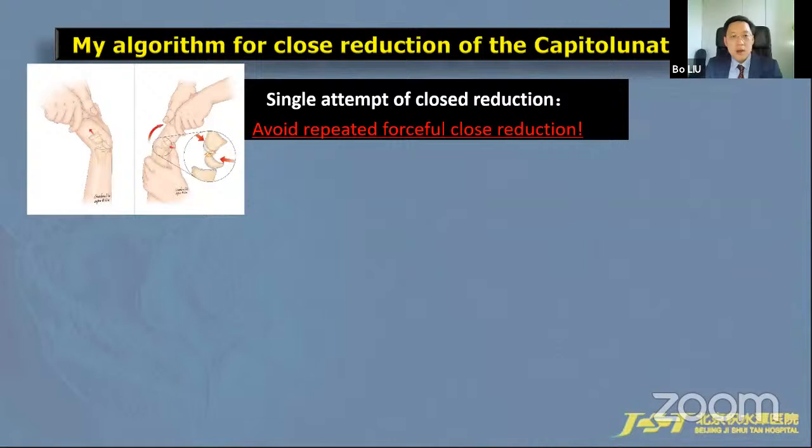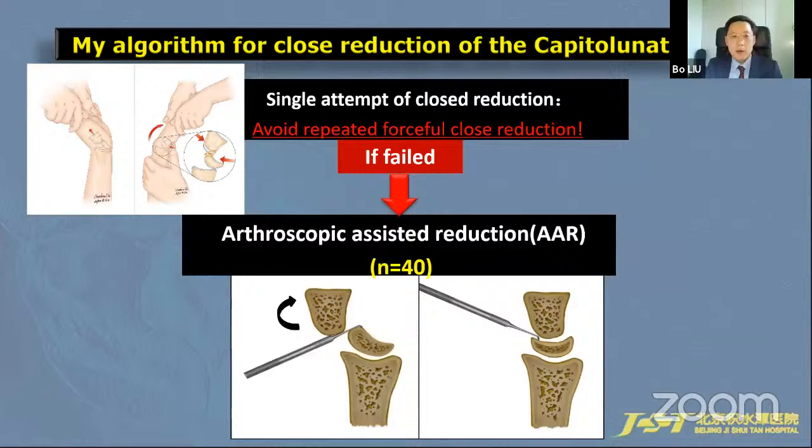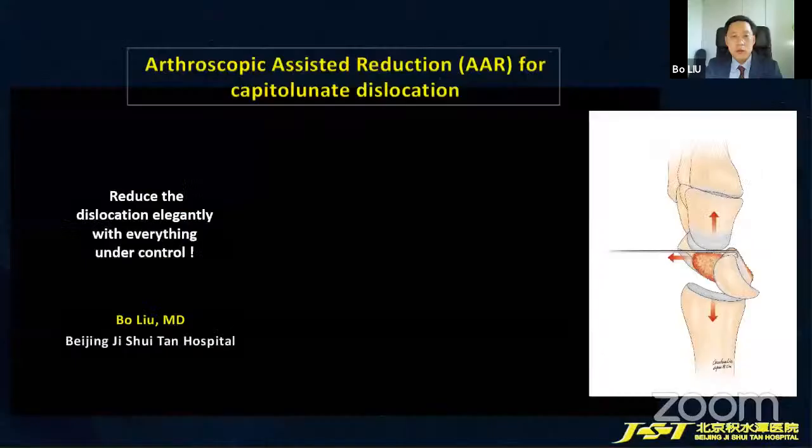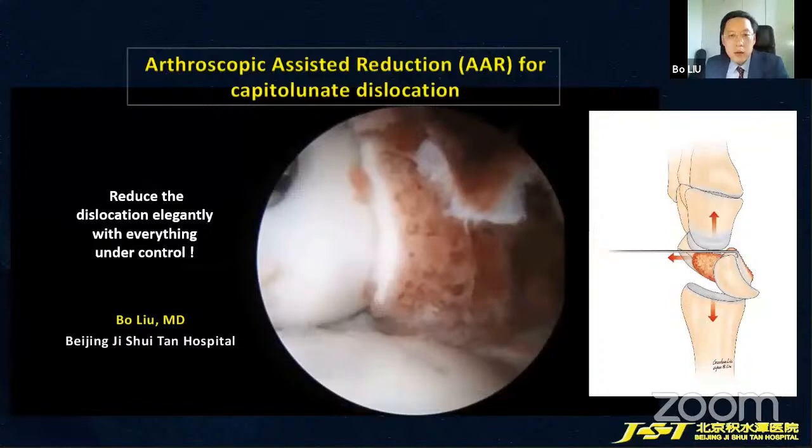So our algorithm for closed reduction of the dislocation is that we try just a single attempt of closed reduction, and avoid repeated forceful closed reduction. If the closed reduction fails, we will proceed to arthroscopy-assisted reduction, AAR. We use a probe, like a shoehorn maneuver, under the assistance of the traction tower. The traction force can help you to reduce the dislocation.